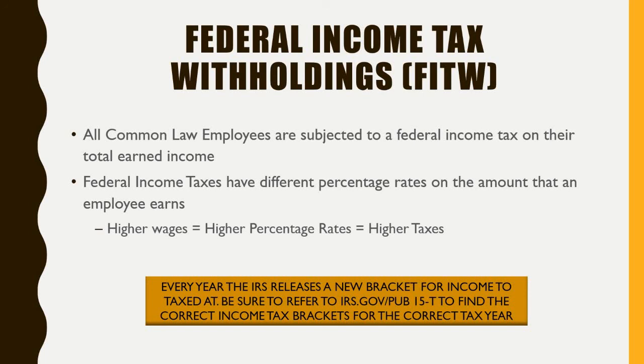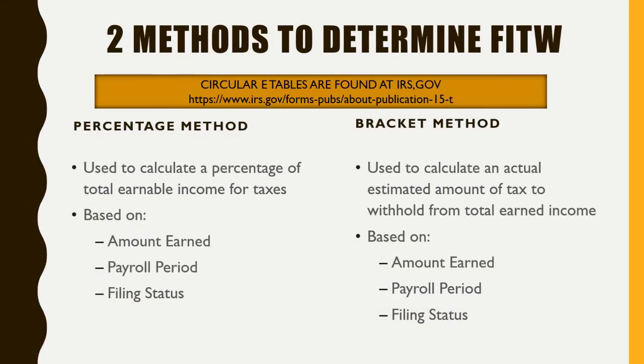And of course, every year the IRS and the federal government changes the tax percentages every single year. So again, it's very important that you get the correct tax tables for this to make sure that when you do calculate this, you're calculating the correct amounts. Okay. So there are two methods for us to calculate the federal income tax withholdings. Okay. Now, first off, you need to locate the tax tables in order for you to go ahead and complete this.